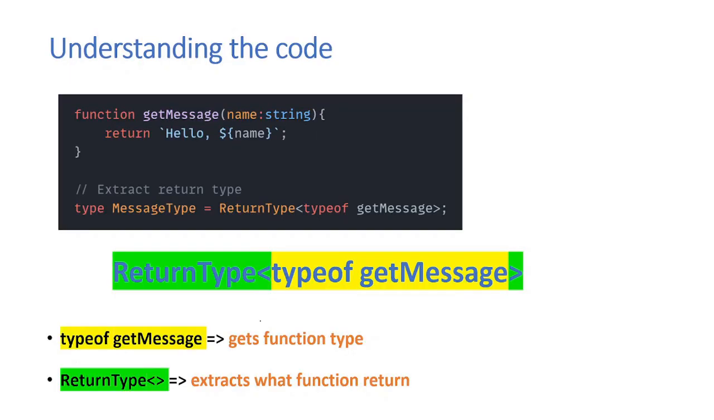We have a function called getMessage, it returns a string. Now instead of manually defining a type, we use the TypeScript ReturnType utility. Here, typeof will return the function type and ReturnType will extract what the function actually returns.